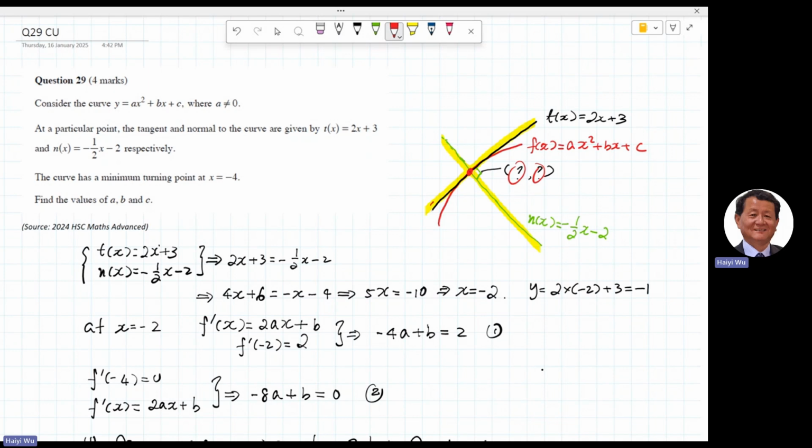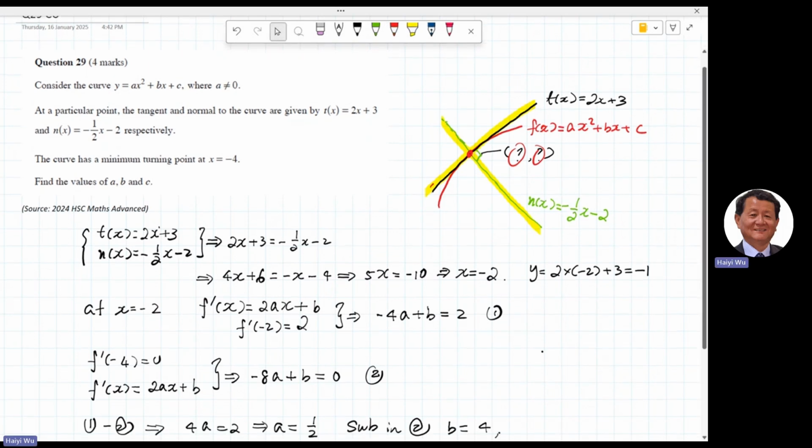Okay, let's do that. First, I'm going to find that intersection point. So I'm going to join those two functions together, making sure we're solving a linear equation. So x is -2, then we find y is -1. Therefore, (-2, -1) is on the curve as well as on the tangent and the normal.